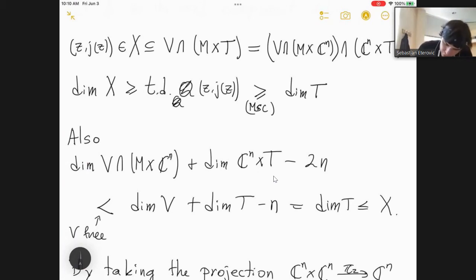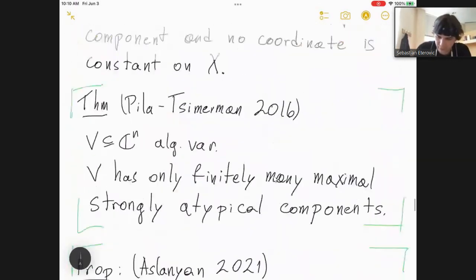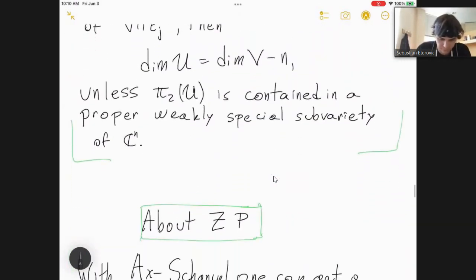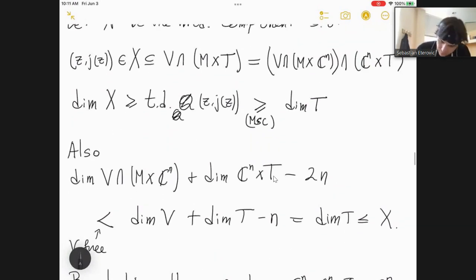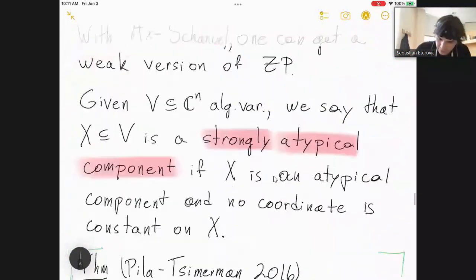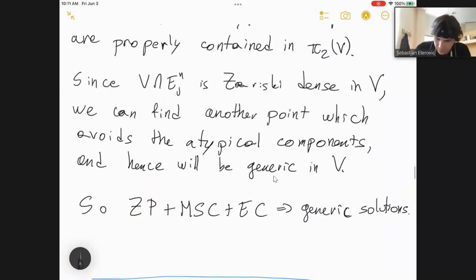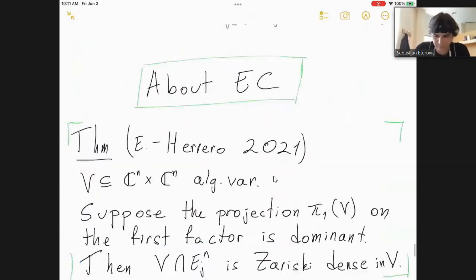Sorry, this here should be, oh well, instead of X, you should say the dimension of X there.